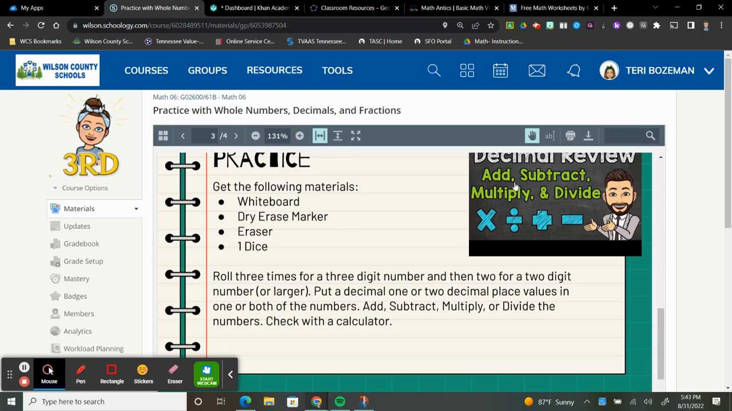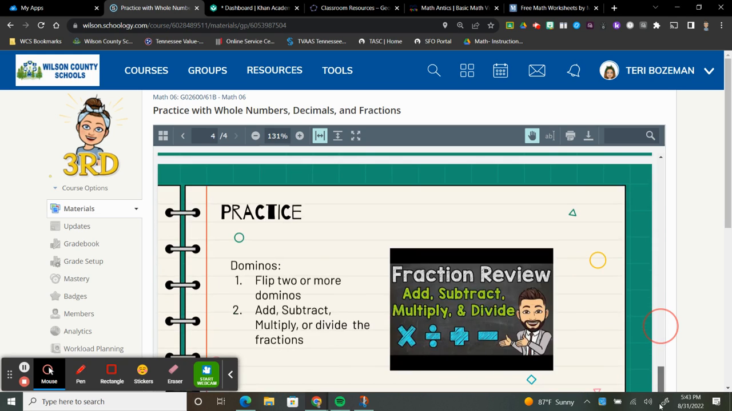Again, Mr. J is explaining add, subtract, multiply, and divide decimals. And we did these activities with whiteboards at the beginning of the school year, so they should be familiar with how to do these activities. So we had the whole numbers, the decimals, and then we have our fraction review. And again, each one is accompanied with a video example. So that resource is there.